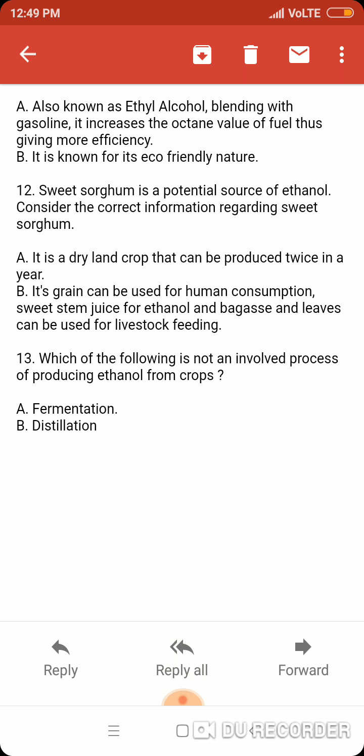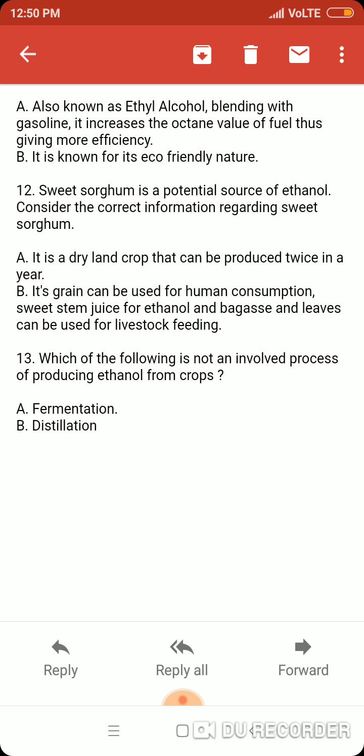Option A: it is a dryland crop that can be produced twice in a year. It is correct. It actually requires 30% less water than sugarcane. That's why it bears great potential to be produced in dryland areas, which can boost agricultural income as well as boost a clean climate. Option B: the grain can be used for human consumption, the sweet stem juice for ethanol, and bagasse and leaves can be used for livestock feeding.